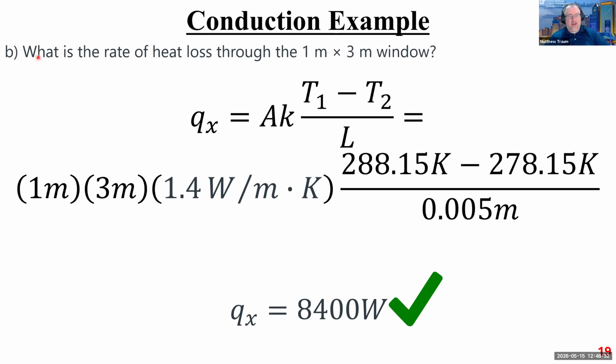The second problem is what is the rate of heat loss through a 1 meter by 3 meter window? So I'm going to just go to my conduction equation. Here it is in all of its glory. I know the area, I know the conductivity, I know the temperature difference, and I know L. So I'm just going to plug all those things in. Here's me doing it. And out pops 8.4 kilowatts, 8,400 watts, is my answer there. Green check. Got that one too. Hopefully you did as well.